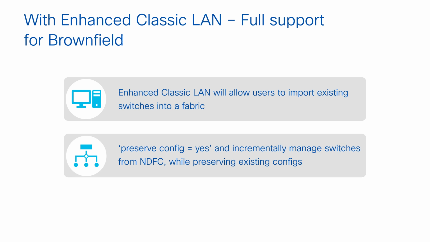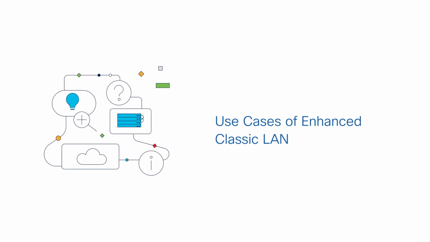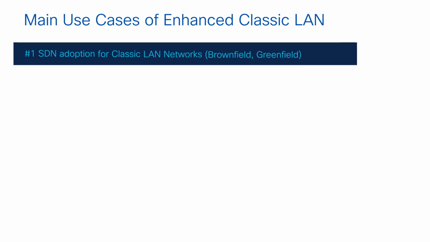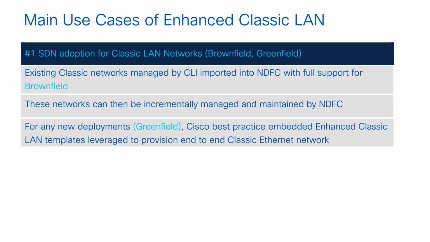Now, before we go into Enhanced Classic LAN solution itself, let's look at some of the big use cases as to why the solution is helpful for me. The very first one is SDN adoption for Classic LAN networks. Now, like we saw, the journey of most of our customers, most of the deployments are still on Classic LAN, and these are being managed by CLI.